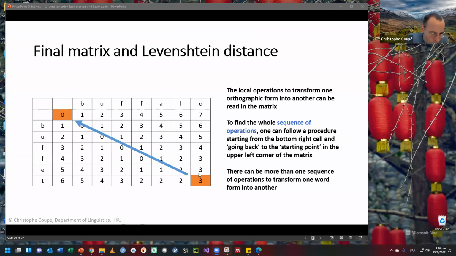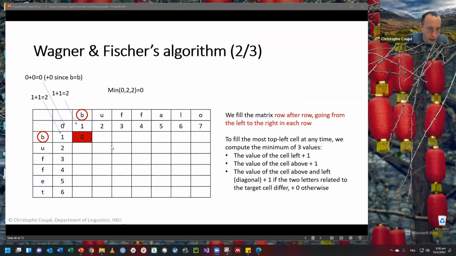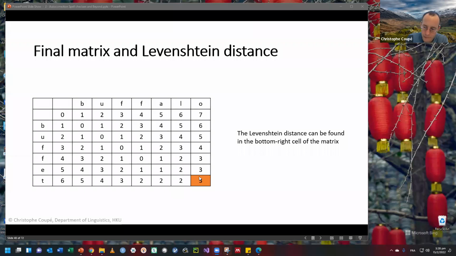Once you have filled the matrix, we won't do it right now, but there is a way to go backward from the final cell to the first cell and identify all the transformations that are needed to go from the first word to the second one. And you can do that. It's the next part of the algorithm. But this is a way to compute the Levenshtein distance. This is a small algorithm that you do, until you reach the end.